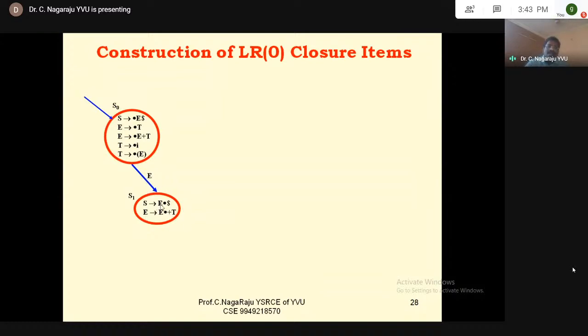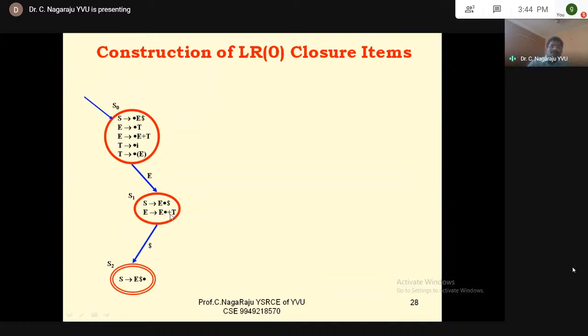After that, again we take S is equal to S dollar. Then on input dollar, it will enter into the final state. That is the complete item. Clearly observe that it is a complete item; we are creating the complete item.